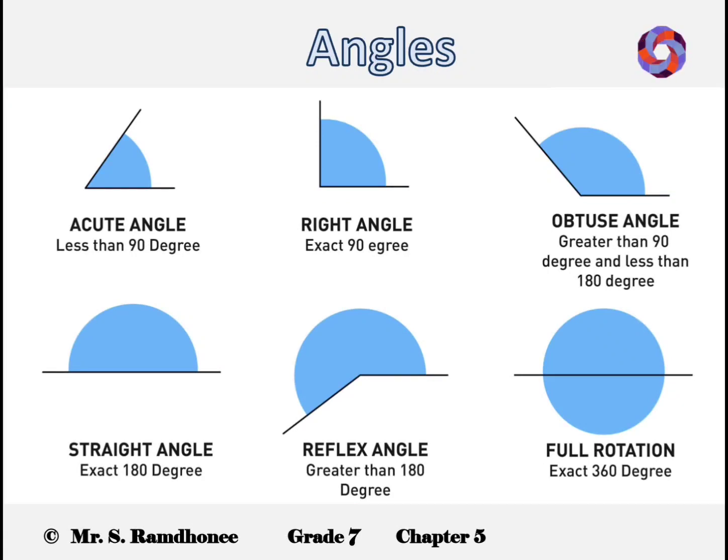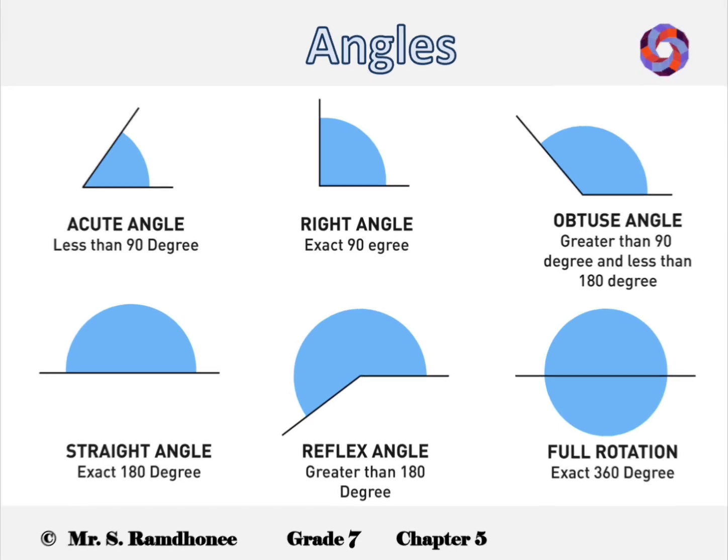There are various types of angles, and these are acute angle, right angle, obtuse angle, straight angle, reflex angle, or full rotation. Acute angles are usually less than 90 degrees. Right angles are exactly 90 degrees. Obtuse angles are greater than 90 degrees but less than 180 degrees. A straight angle is a straight line and it is equal to exactly 180 degrees. A reflex angle is greater than 180 degrees. A full rotation is exactly 360 degrees.